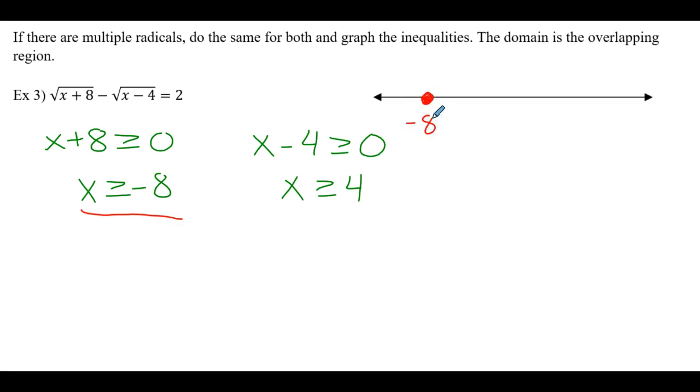Which way is greater than? To the right. So we're talking about all the numbers to the right of and equal to negative 8. And I'll do this one in blue. So greater than or equal to 4. So 4 would be further this way. But once again, greater than would be this way.